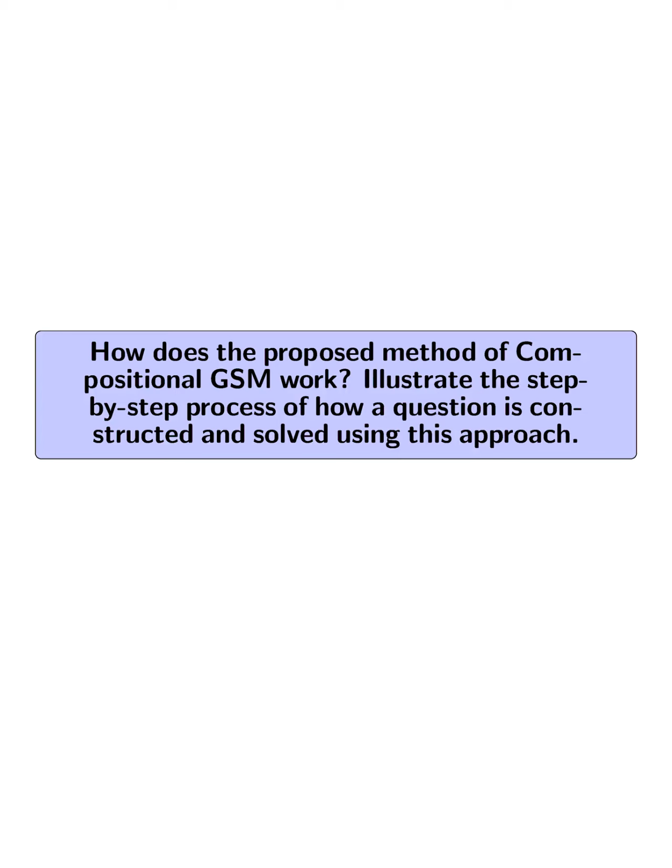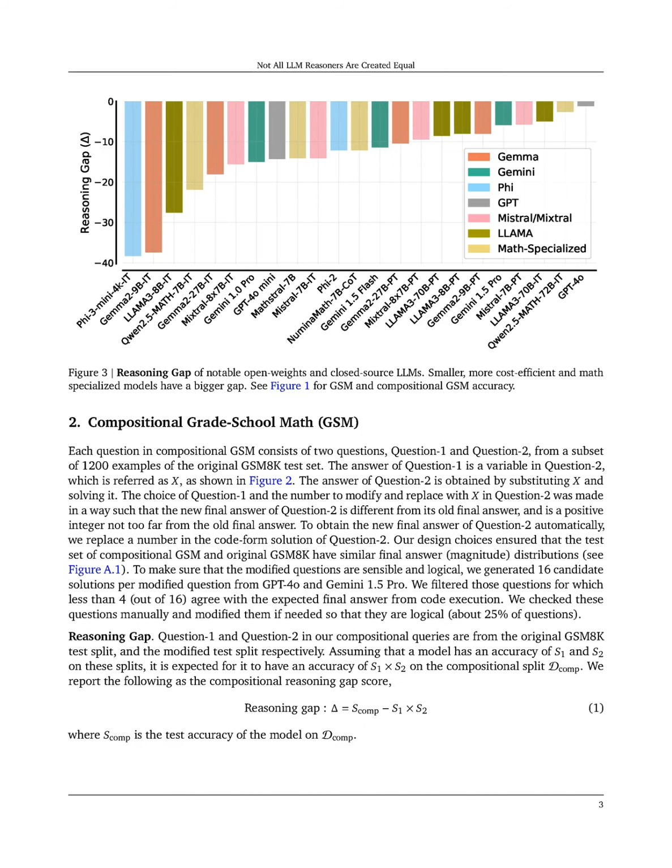How does the proposed method of compositional GSM work? Illustrate the step-by-step process of how a question is constructed and solved using this approach. The proposed method of compositional GSM constructs questions by chaining two test questions together, where the answer to the first question, question 1, serves as a variable in the second question, question 2.